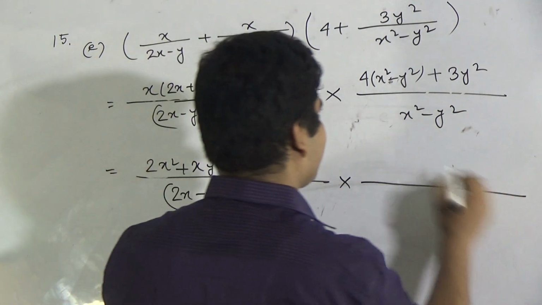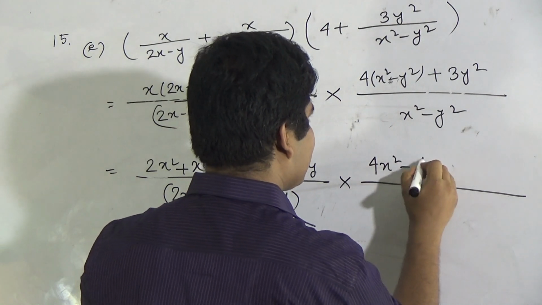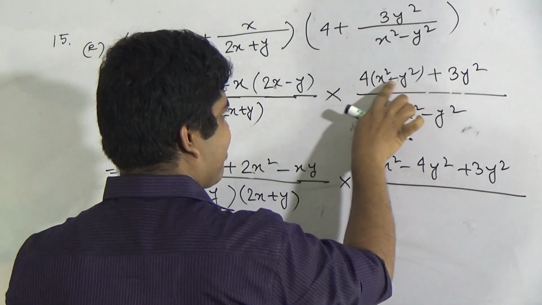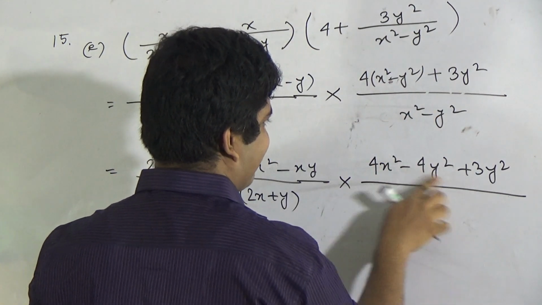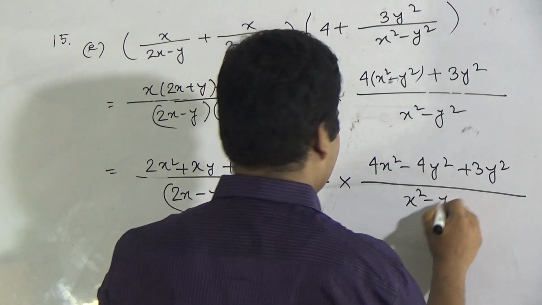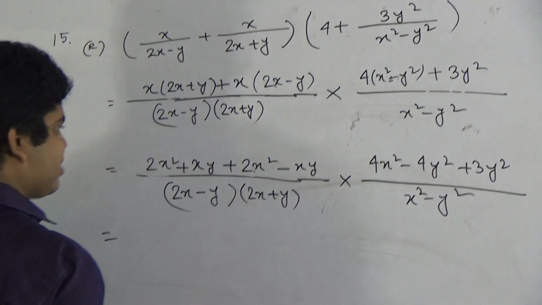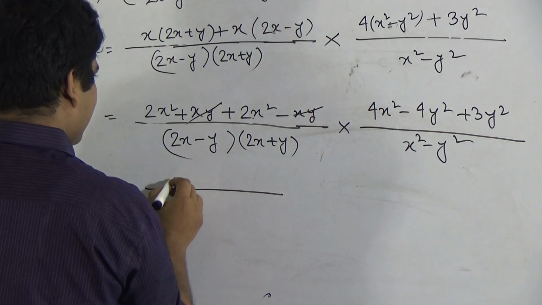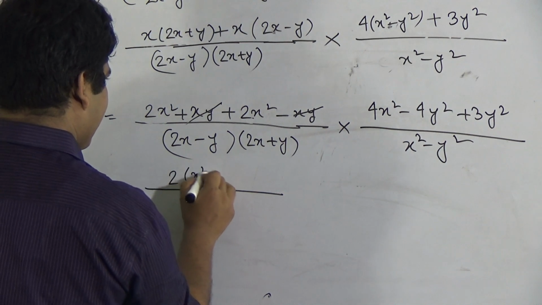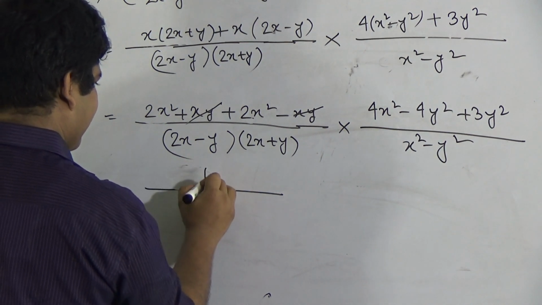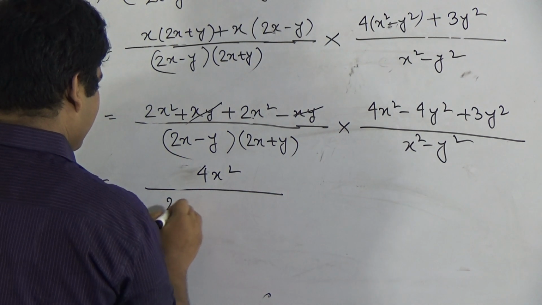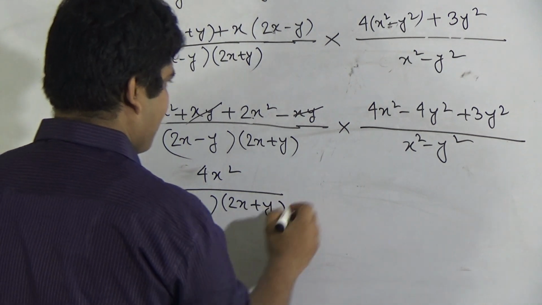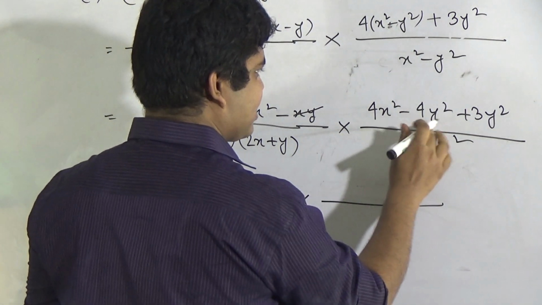And here 4x² − 4y² + 3y². We multiply x² − y² by 4 and we get 4x² − 4y². Here we write x² − y². Now dear student, xy and xy are cut, and here 2 is common, left x², that means 4x², and here (2x − y) and (2x + y) into 4x².